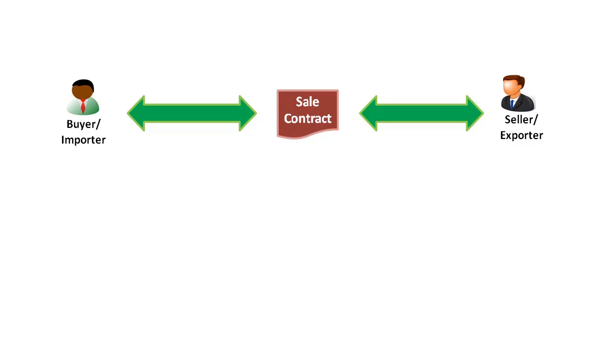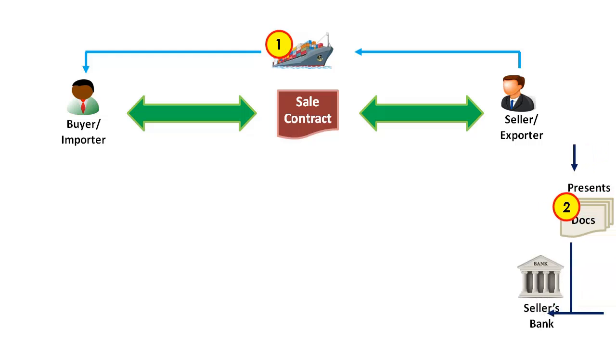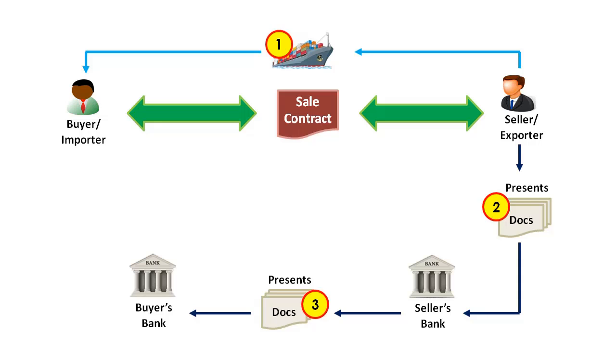Under the collection payment arrangement, once the sales contract is concluded between the buyer and the seller, the seller is required to ship the goods first to the buyer. So once a shipment has been made, the seller will present documents to his bank. The seller's bank then presents the documents to the buyer's bank. So upon receipt of the documents, the buyer's bank will deliver the documents to the buyer, either to obtain payment in the case of sight documents or to obtain acceptance in the case of usance documents.